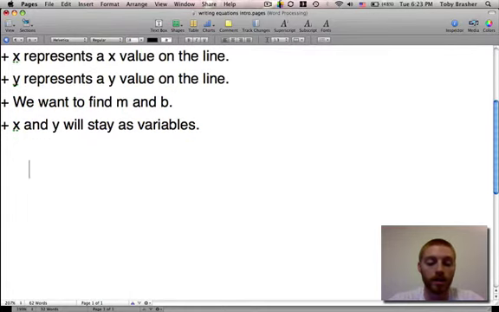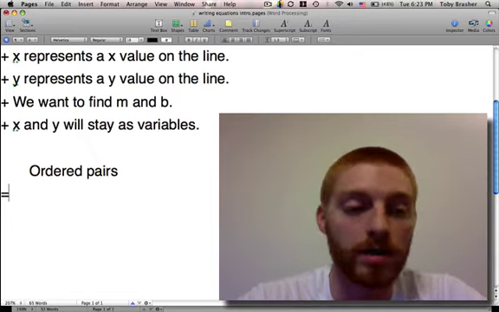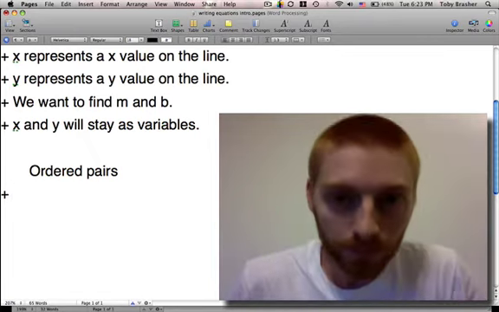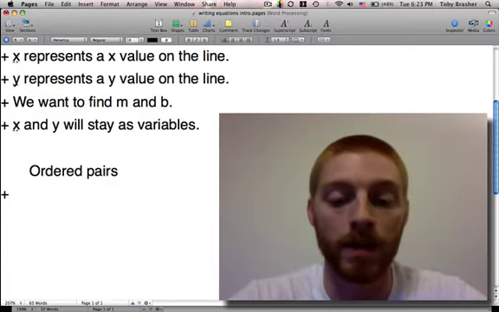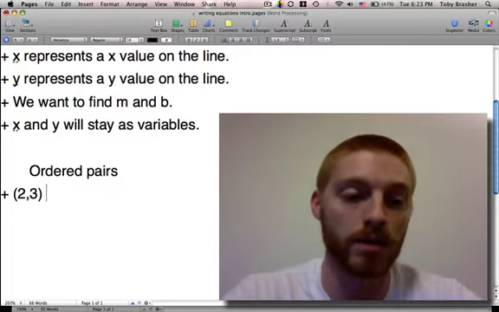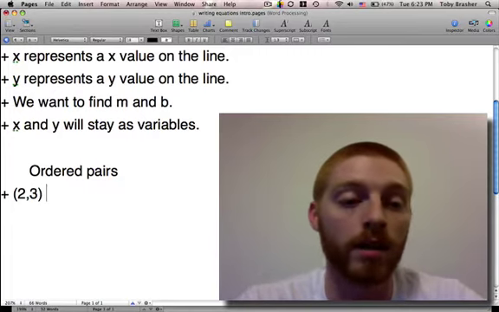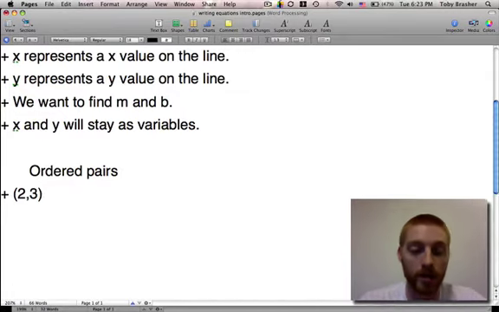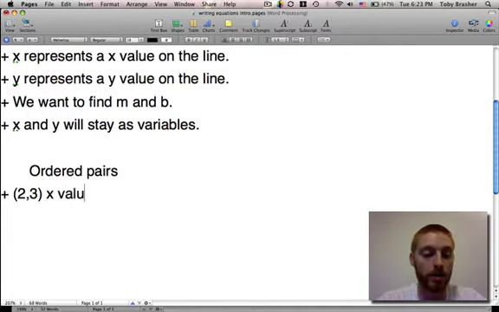Other things we need to talk about are ordered pairs. Ordered pairs are very simple because they're always predictable. They don't change very much. The only thing that really changes are the numbers, but the way we read them stays constant. So if we had an ordered pair like 2, 3 written on your screen here, we would always know that the x value was first and the y value is second.